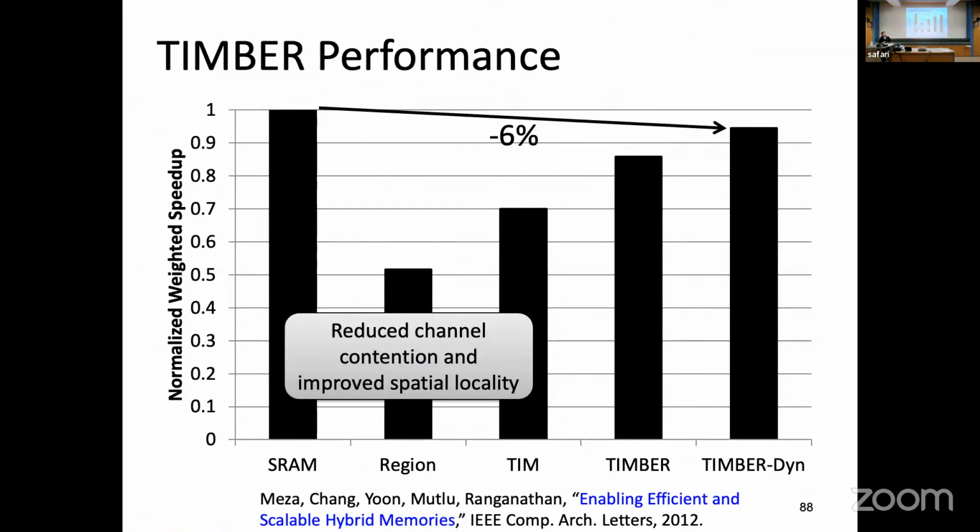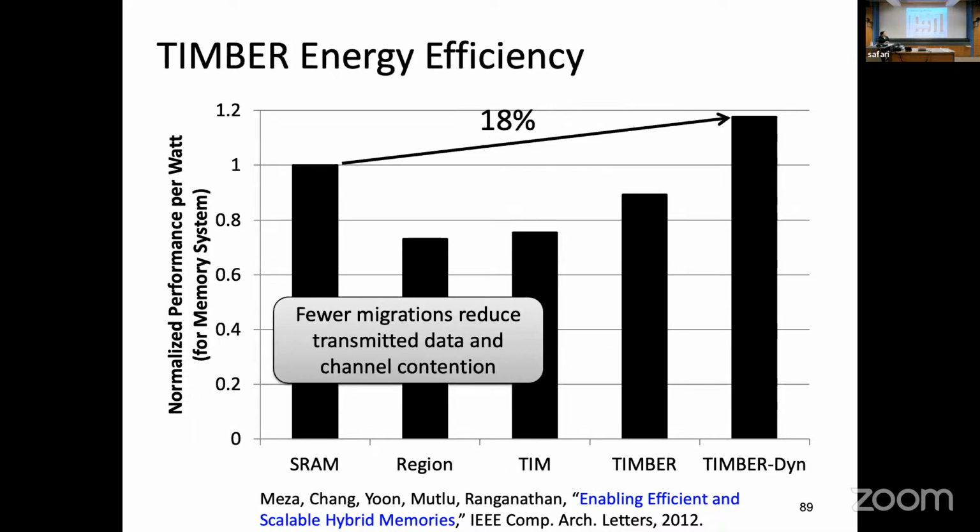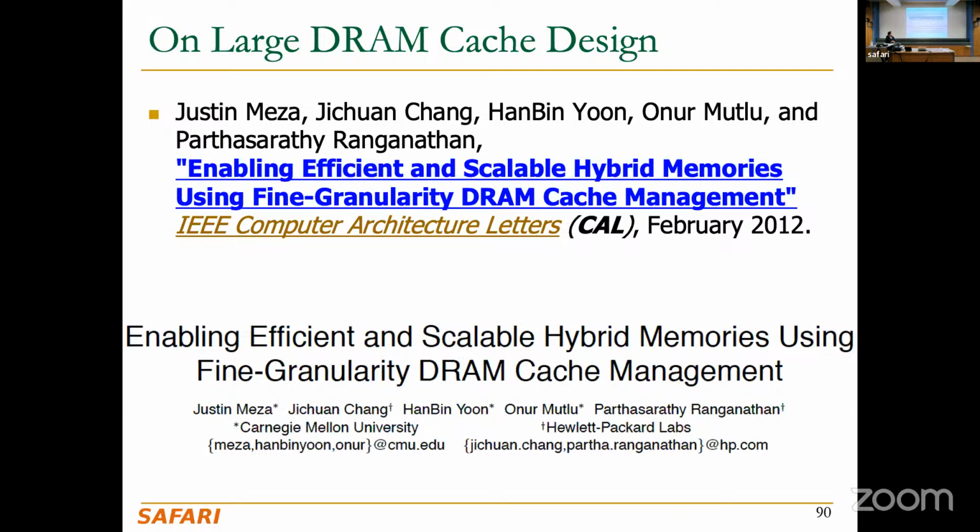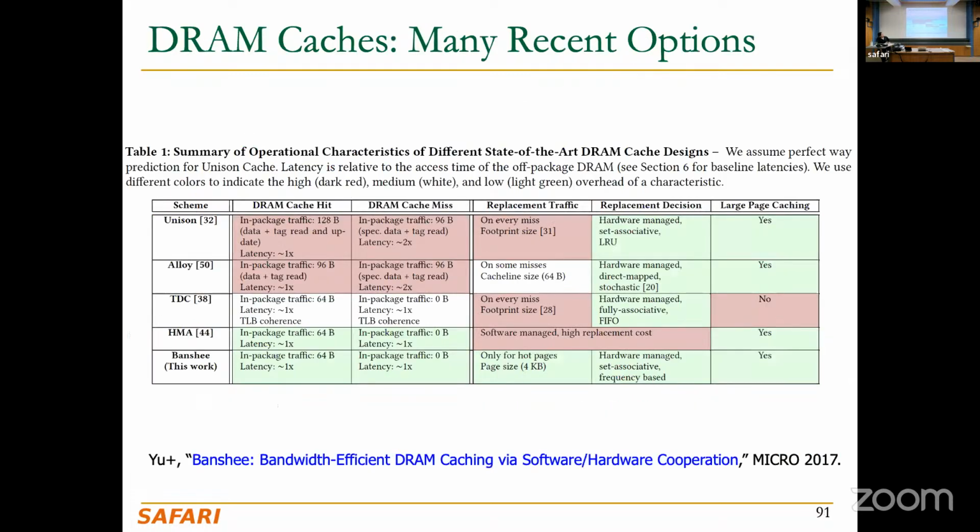Okay. Here is a result about this idea, that we can reduce the channel contention and improve the spatial locality. Also, there are fewer migrations, which reduces the transmitted data and channel contention. And there are more details in the paper, and you can take a look at the details inside it.